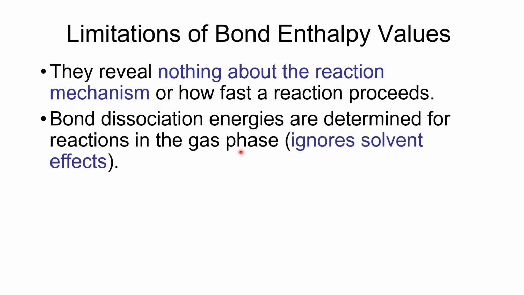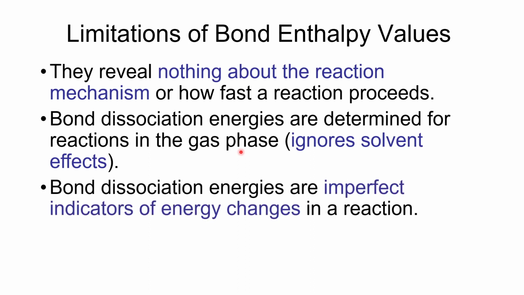It also is important to know that all of these numbers are determined for reactions that are in the gas phase. Well, in the lab, we don't often do gas phase reactions just for normal laboratory work. We often have a solvent, and this completely ignores solvent effects. So we probably need to keep that in mind, that sometimes the solvent effects can be quite significant. And then finally, these are imperfect indicators of energy changes. They are something to get you in the right ballpark so that you can estimate whether a reaction has a chance of happening. That said, we find them very, very useful.